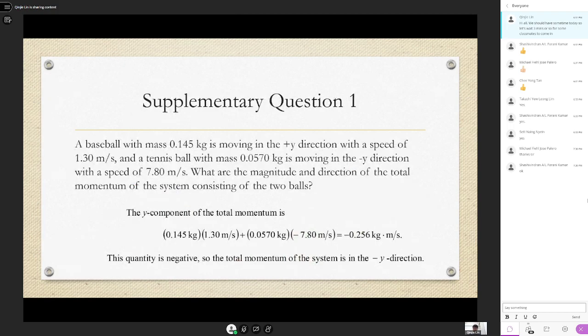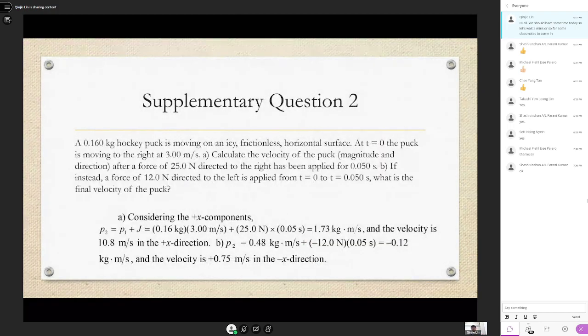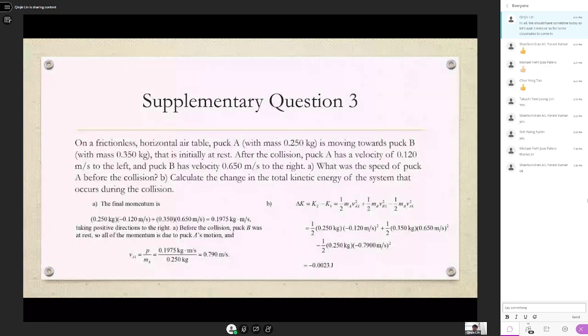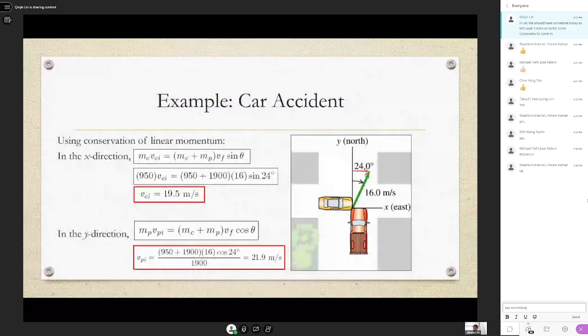Then after that, for all these supplementary questions, just read them and then read the solutions also. It'll be very, very helpful. That one you will do on your own, and if you have anything, you can come ask.